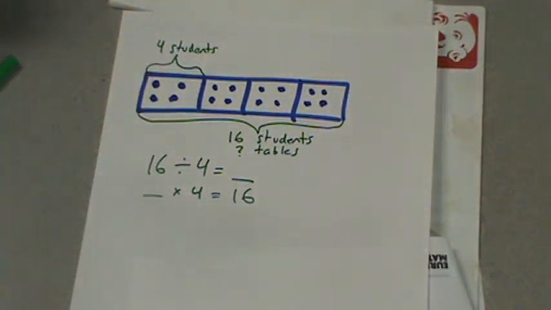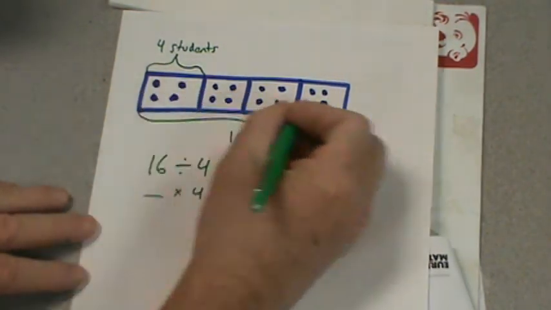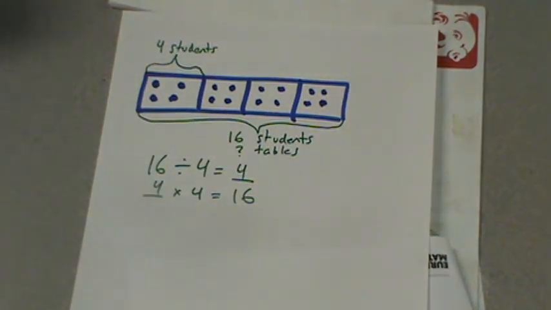And what I'd like you to do now, let's finish this up. We can see that 16 divided by 4 is 1, 2, 3, 4, and that 4 times 4 equals 16.